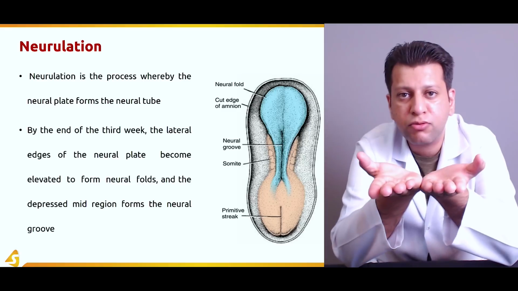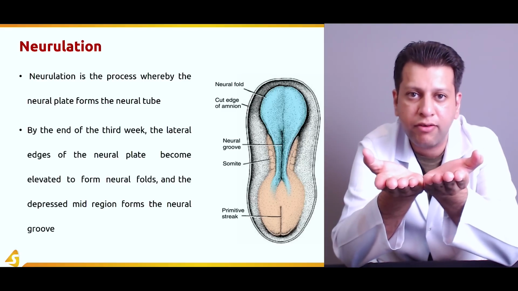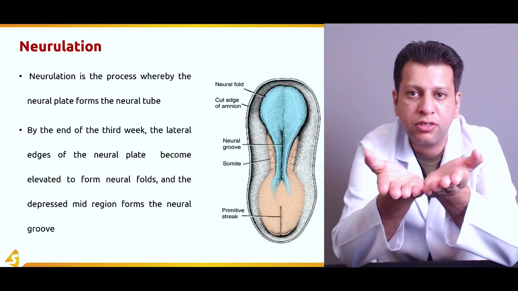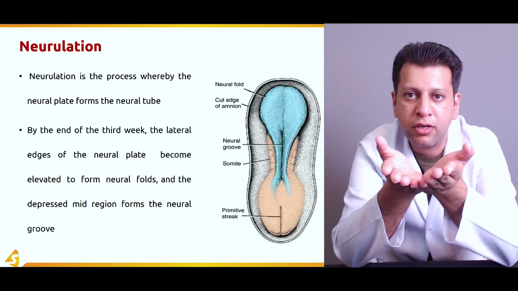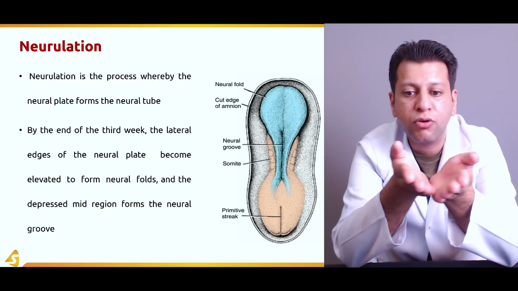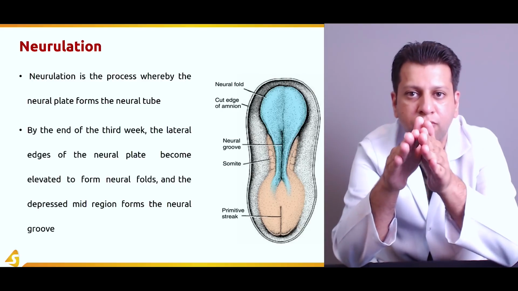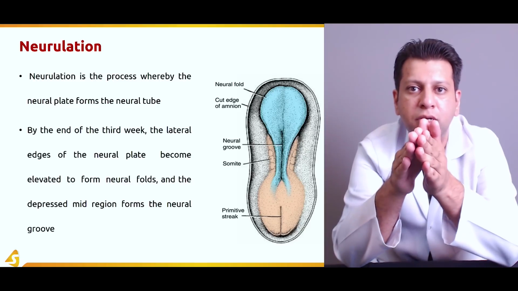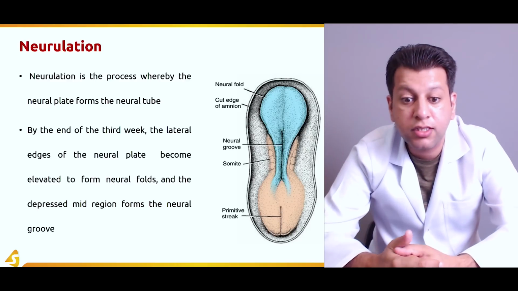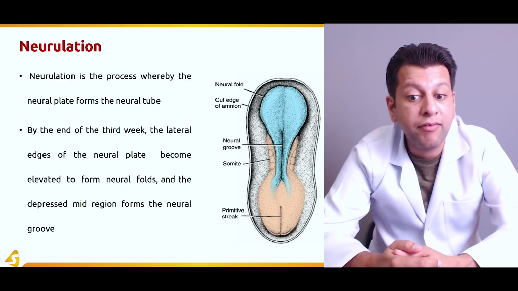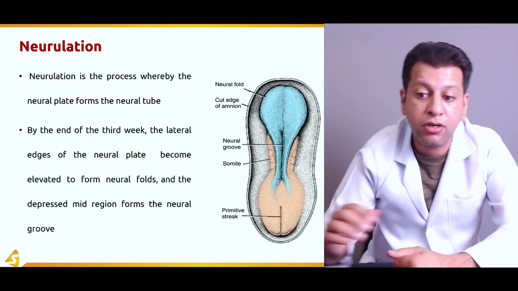Initially, the structure was flat, a flat elongated coin with a more enlarged cephalic head. Then gradually cells started to divide. They became arranged in such a way that a groove started to appear. This is termed the neural groove, and once this continues, eventually they align and join to form a whole tube-like structure. This becomes the neural tube. So by the end of the third week, the lateral edges of the neural plate become elevated to form neural folds, and the depressed mid-region forms the neural groove.